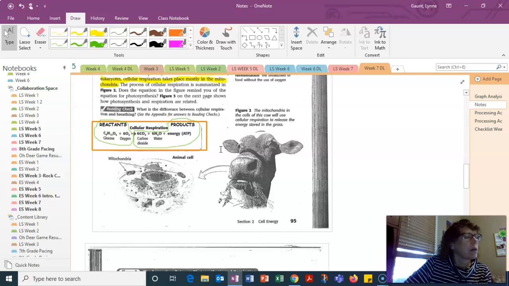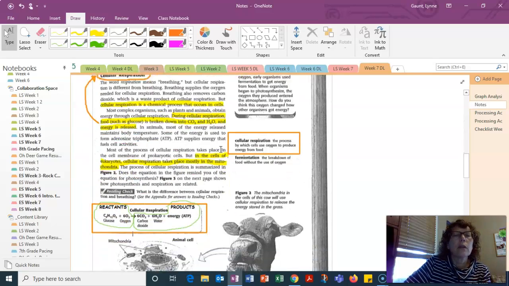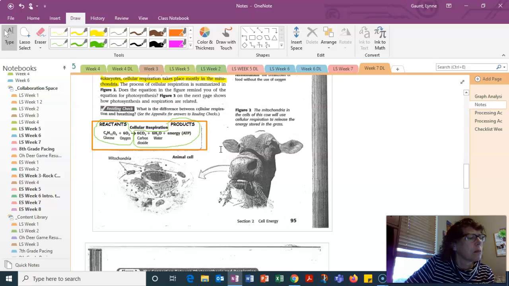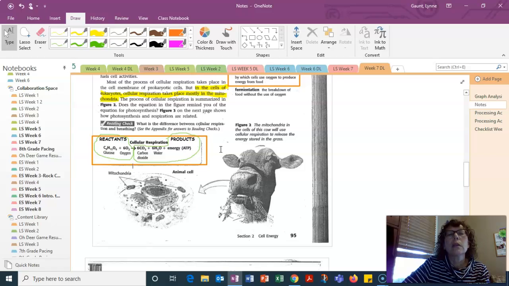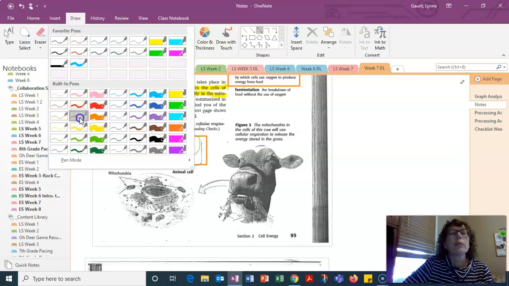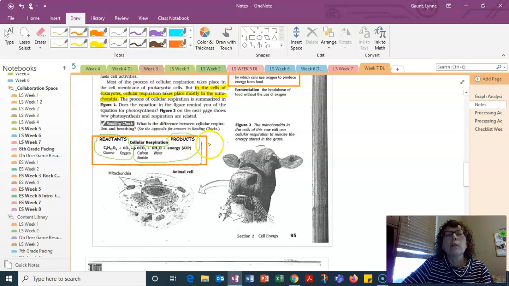Okay, so let's see, did we highlight? No, we didn't do that. Okay. Last thing I want to do is type, let's see. Last time I made a double arrow, and let's get a fat pen, fat orange pen, because I want to do the double arrow. Let me click double arrow again, between the equation and the words, because they both mean the same thing, kind of like we did in our photosynthesis page.